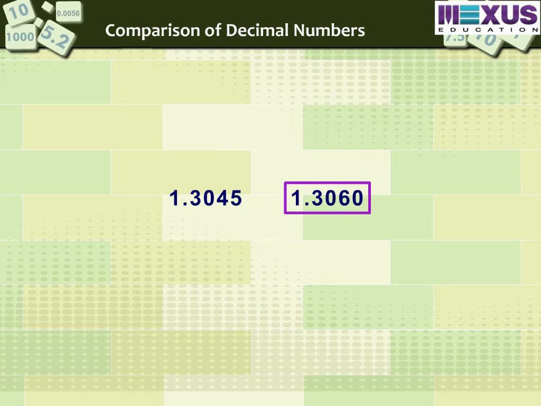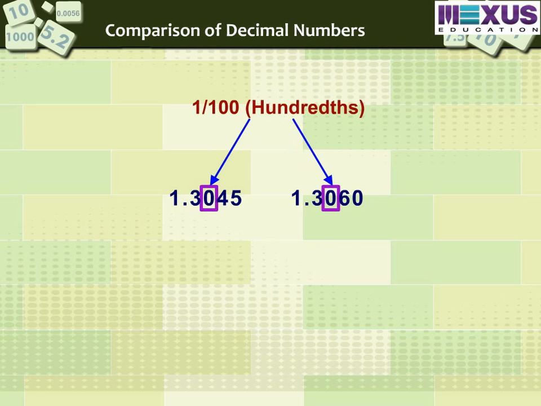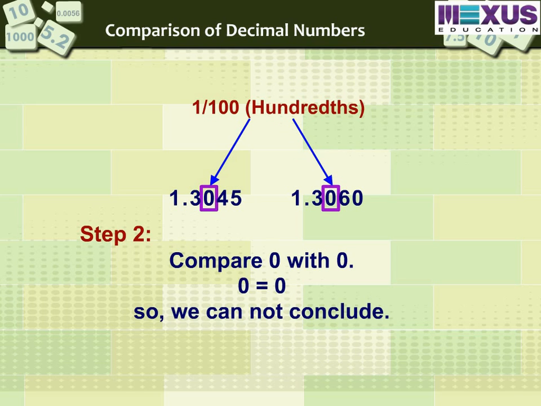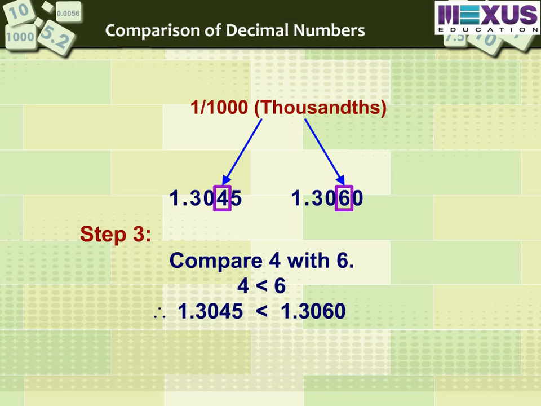Now, let's compare 1.3045 with 1.3060. The digits in the tenths place, which are 3 and 3, are equal, so we cannot conclude. The digits in the hundredths place, which are 0 and 0, are equal, so we cannot conclude. The digits in the thousandths place are 4 and 6, so 4 is lesser than 6. Therefore, 1.3045 is less than 1.3060.